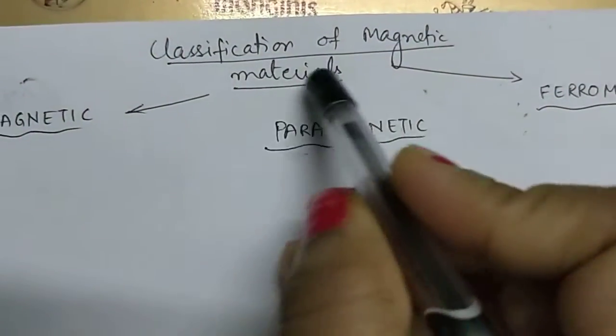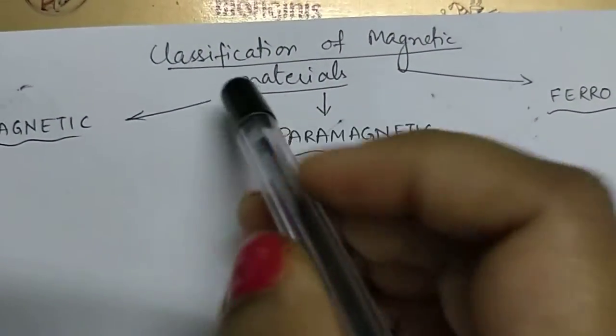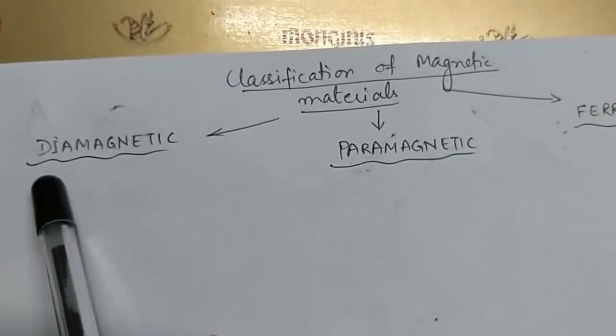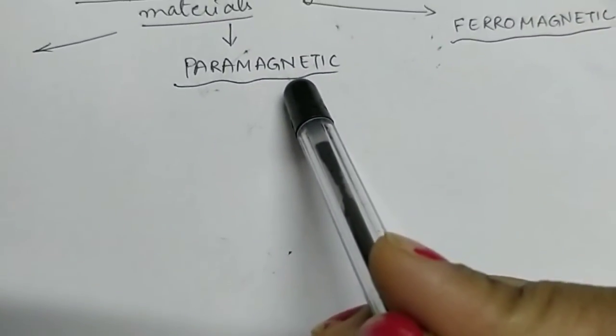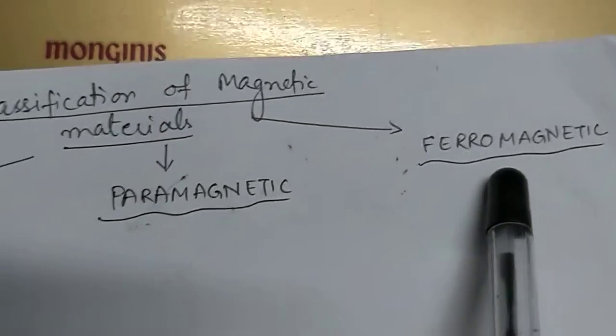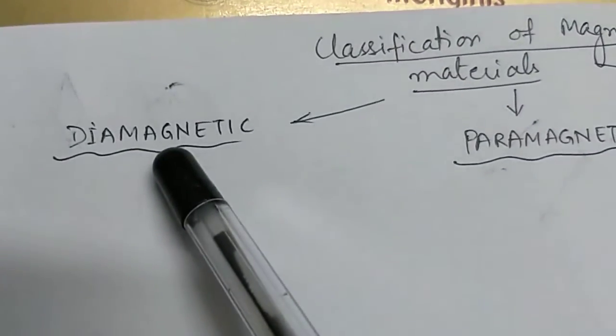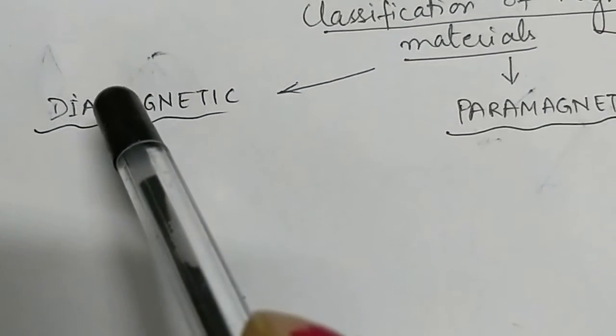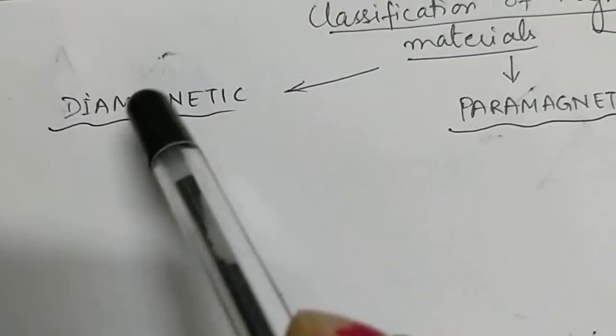Okay, children, so classification of magnetic material is the next topic. There are basically three categories: diamagnetic material, paramagnetic material, and ferromagnetic material. Now in diamagnetic material, individual atoms and molecules do not possess any net magnetic moment on their own. That means they have paired electrons.